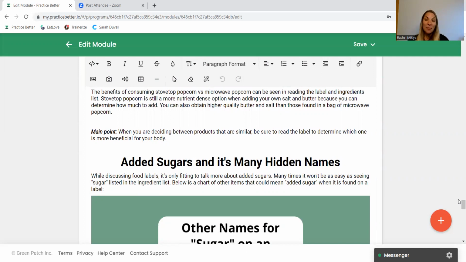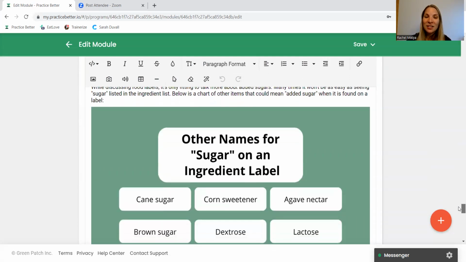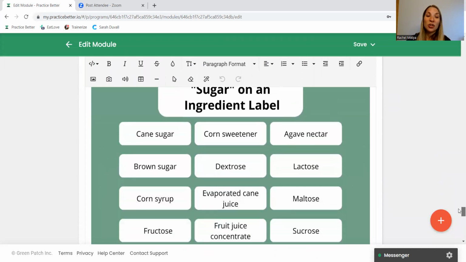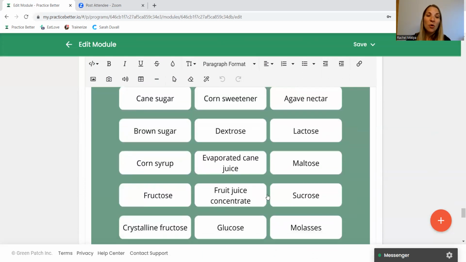Now, as we're talking about ingredient label reading, I know that this module has lots of information, but I really wanted to bring into play talking about added sugars and their many hidden names. So there is sugar in so many different items, and it's not as easy as just seeing sugar listed on a label. I wish it was. So listed below are all other names for sugar that could be on an ingredient label.